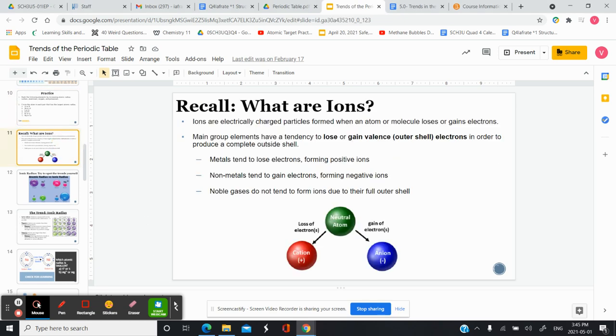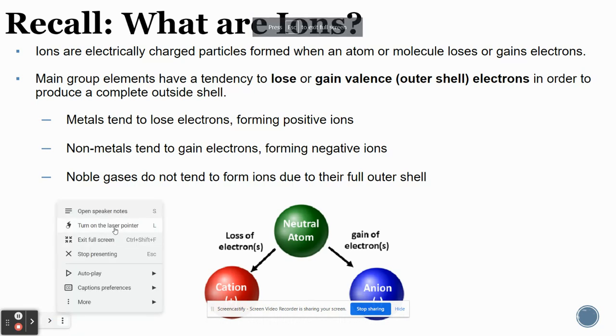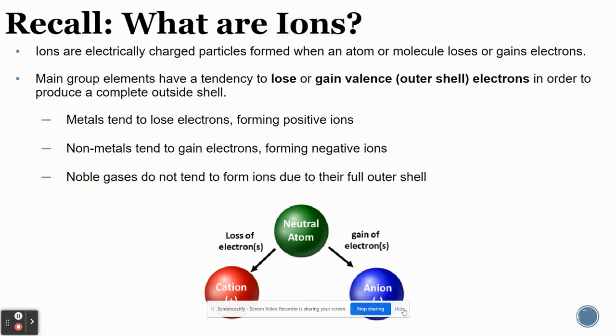In this video, we're going to take a look at trends involving ions. Before we take a look at that trend, we need to review what ions are very quickly. As you remember, atoms can gain or lose electrons, and when they do that, they become charged. A neutral atom can lose electrons and become positive, and that's called a cation, or it can gain electrons and become negative, and that's called an anion.